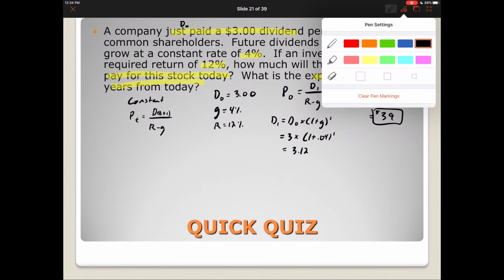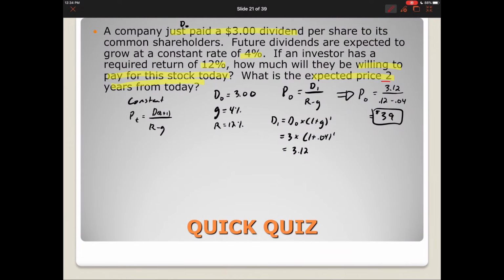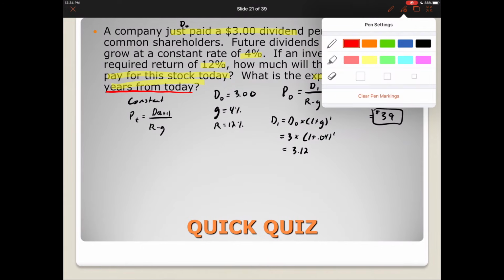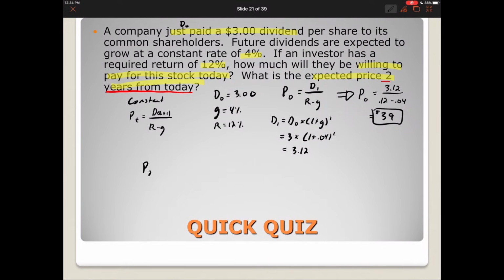Now the second part of the question wants us to find the expected price 2 years from today. 2 years from today we still have constant growth. So to find the price at year 2, we're going to use our constant growth equation, which says we need the next year's dividend, D3, divided by R minus G. R and G have not changed, we just need to solve for D3. I could do it two different ways. I could take D0 and compound it at 1 plus G to the third power, or since I know that we have constant growth, I could take D1 and compound it just 2 periods to go from 1 to 3.